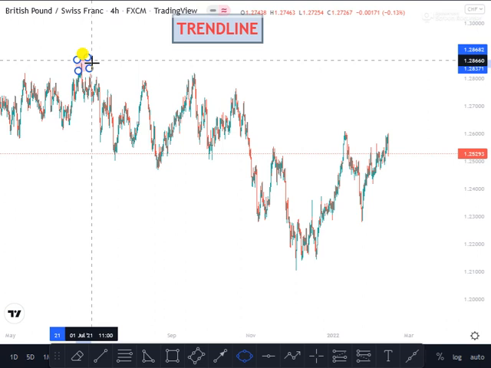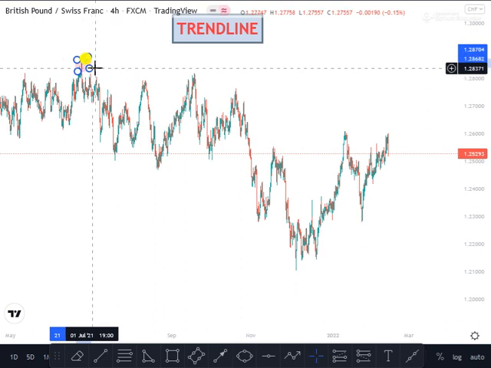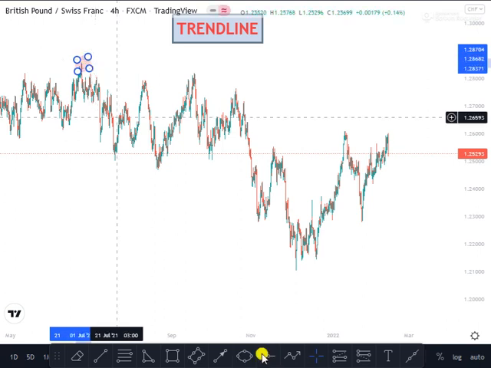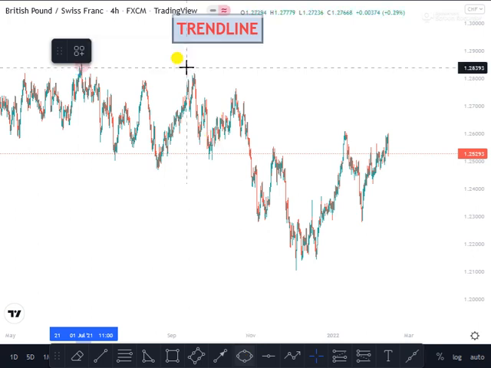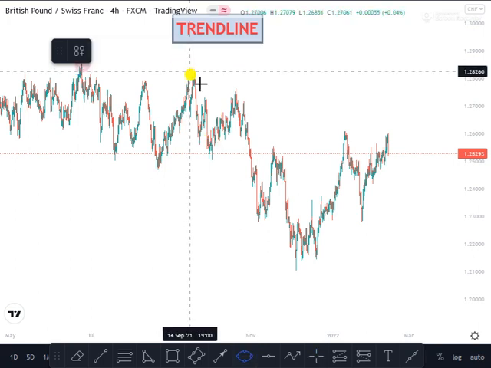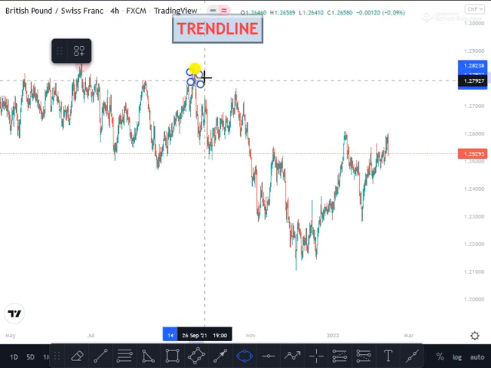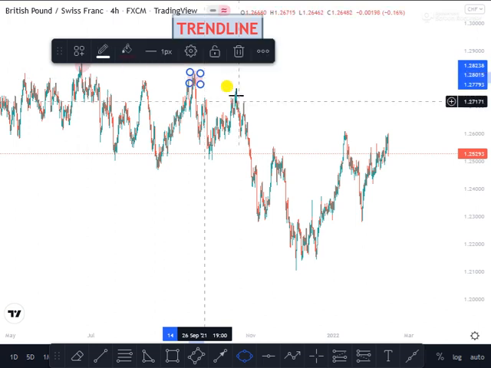You see this point, this is a high here. This is just a high, and we also have another high here, and another high here.